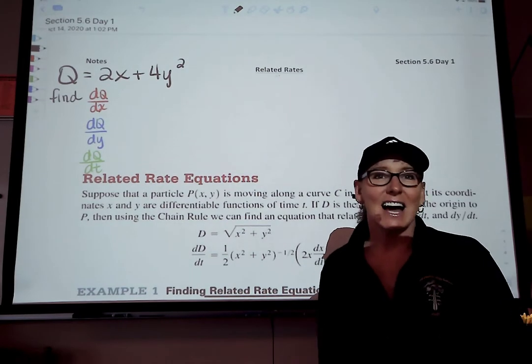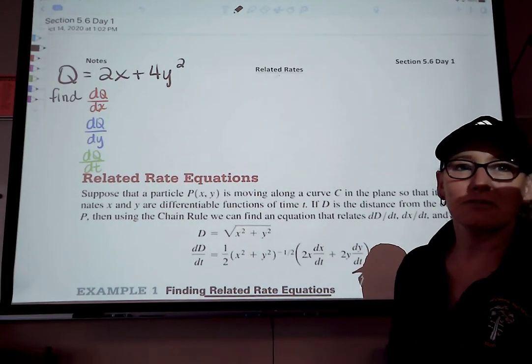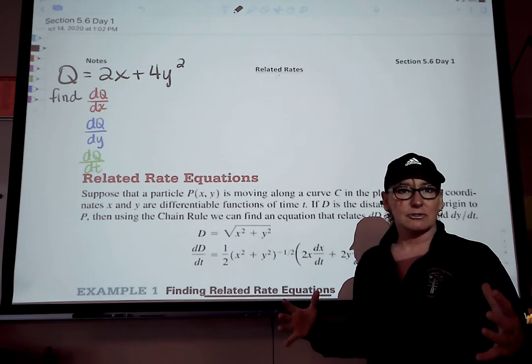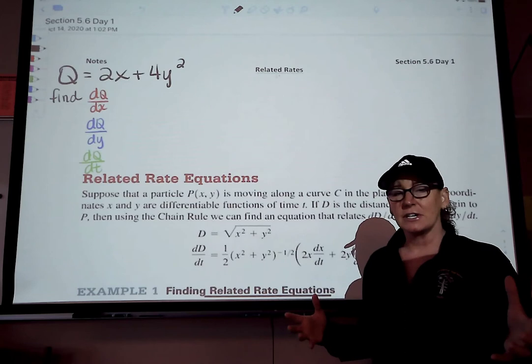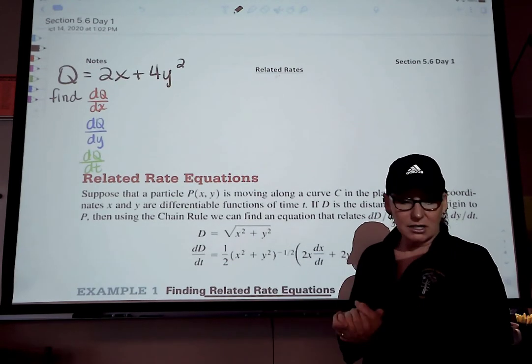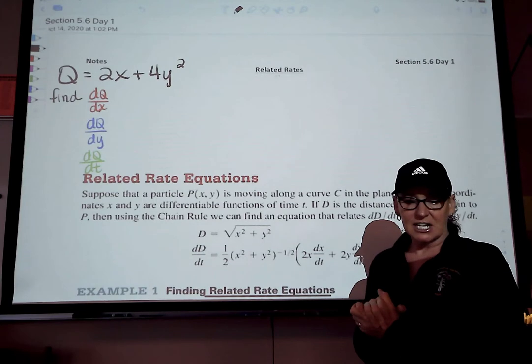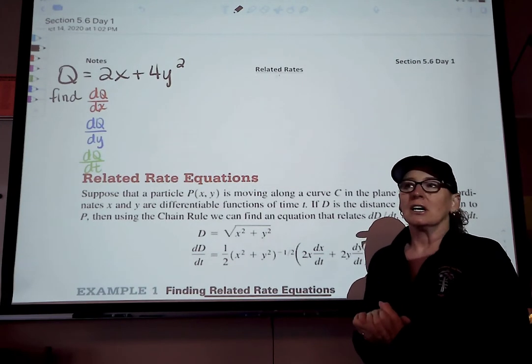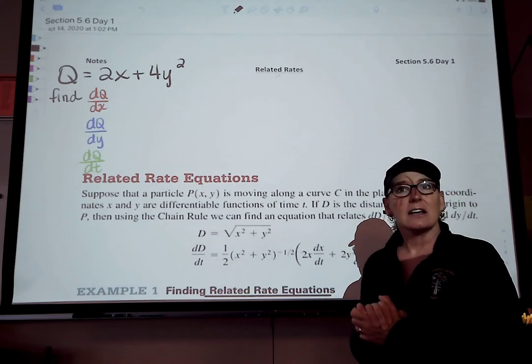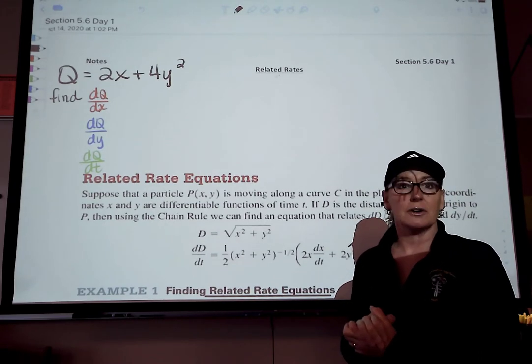Hey guys, I have your notes pulled up for section 5-6 day 1. This is day 1 of 3 days of related rates. You're going to have notes for all 3 days. They are going to get progressively more difficult as we go along. So this section is very different, kind of weird. The concept is not that difficult, it's just weird, okay?